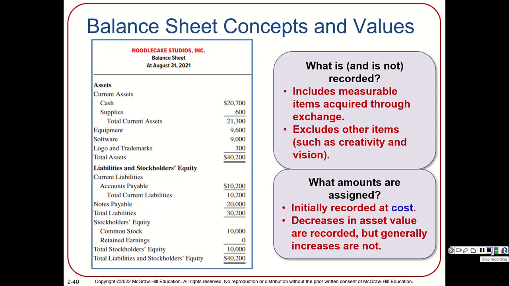Initially, assets are recorded at cost, and initially they stay on the records at cost. The value on the items, let's say equipment, the value of $9,600 does not go down. However, you will see later in the course where depreciation will actually expense some of that value.